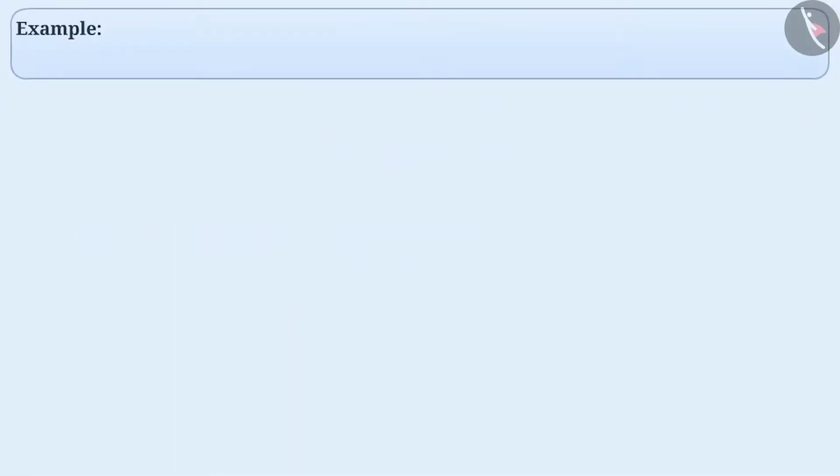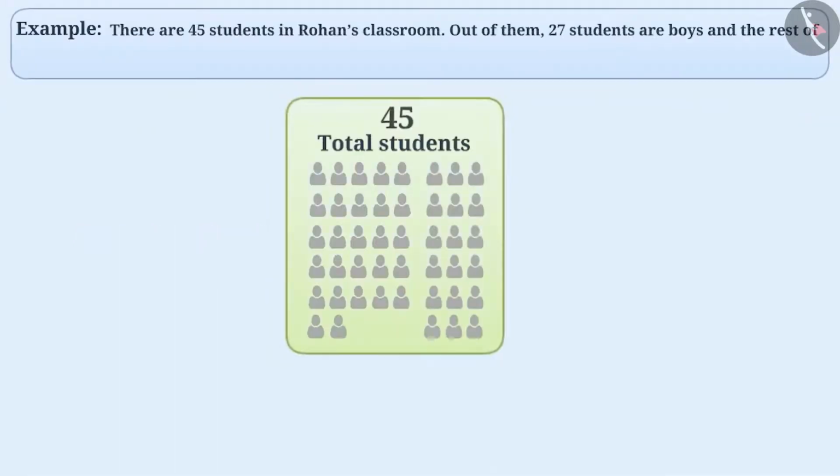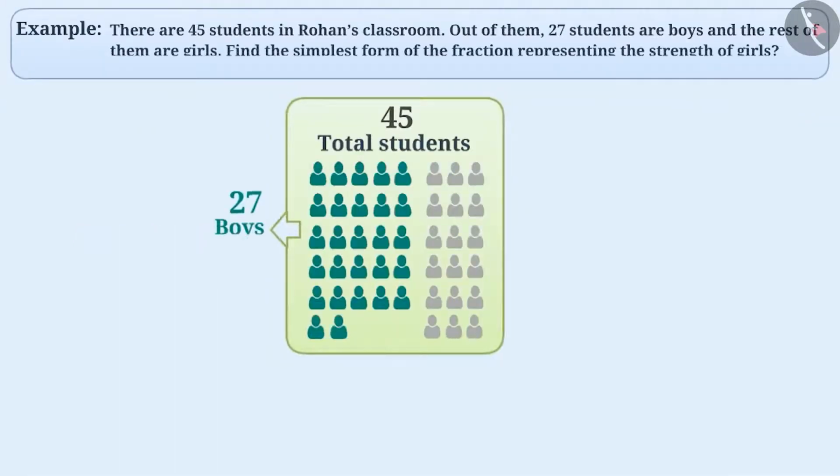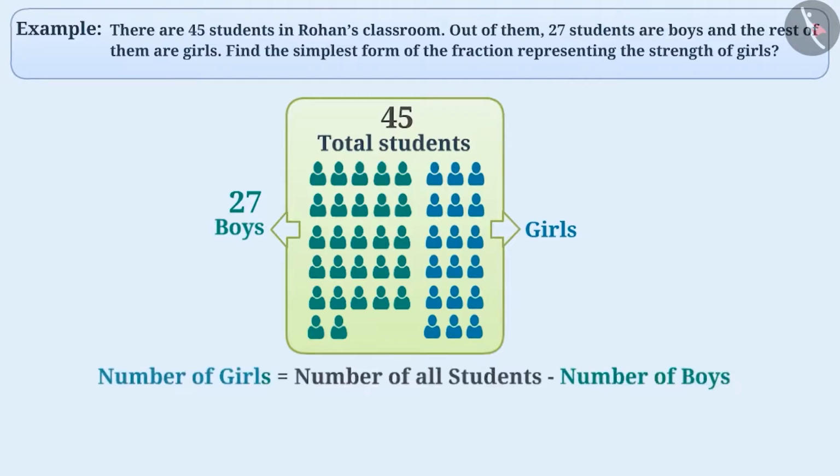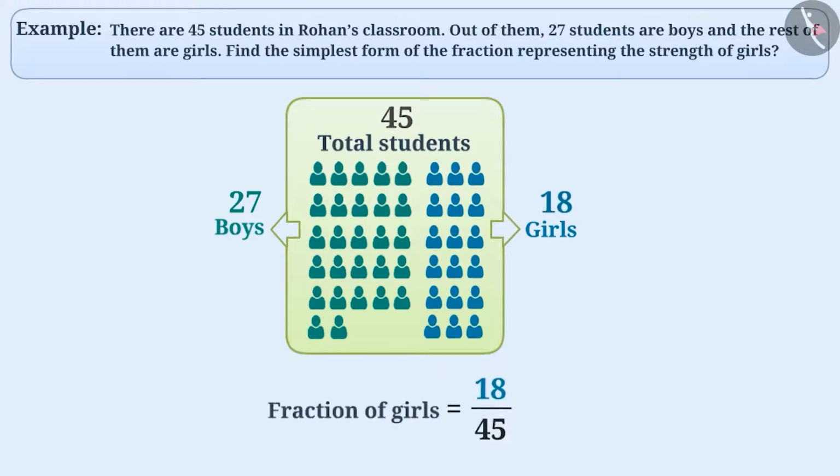Example 2. There are 45 students in Rohan's classroom. Out of these, 27 students are boys and the rest of them are girls. Find the simplest form of the fraction representing the strength of girls. Here, the number of girls is equal to the number of all the students minus the number of boys. That is, 45 minus 27, which is equal to 18. Since there are 18 girls out of 45 students, the fraction will be 18 by 45.